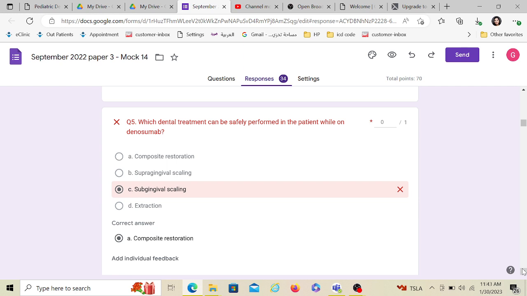Which dental treatment can be safely performed in the patient while on denosumab? Composite restoration. Don't overthink and think it's a class 2 composite and so you'll be placing matrix, wedges and bands. It's a simple class 1 composite restoration. Okay. You cannot do anything that involves manipulation of the blood. Yeah, I understand supragingival scaling is an option here, but sometimes you can still cause bleeding even in supragingival scaling. But in a class 1 composite restoration, you cannot cause bleeding. I mean, it's a very, very rare chance. So that is the only thing that you can do.